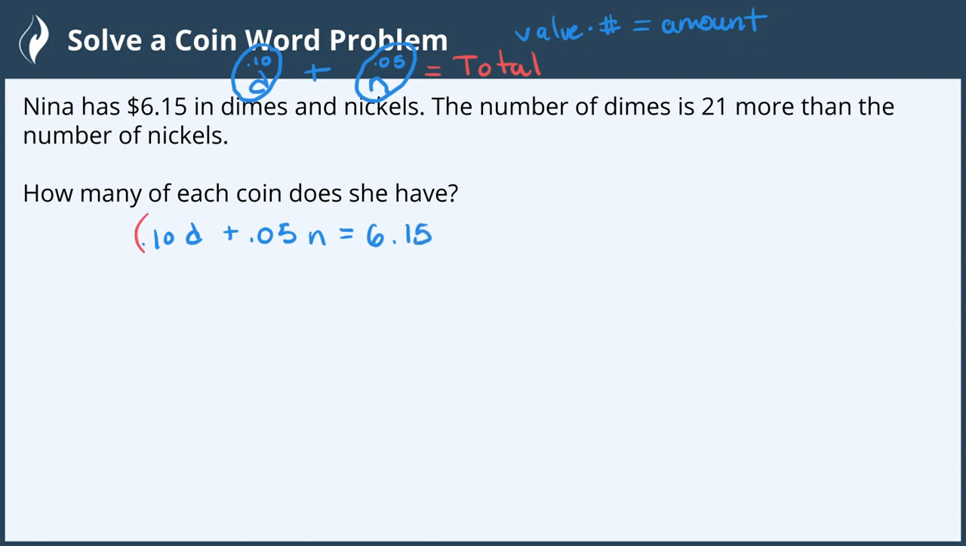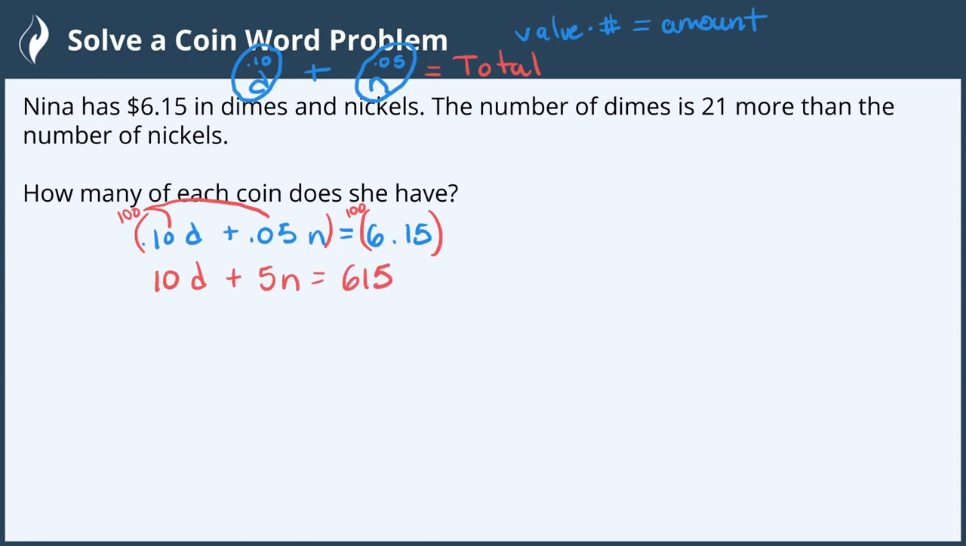Decimals can sometimes be messy to work with, so let's get rid of them by multiplying both sides by 100. On the left side, we'll multiply with the distributive property, so we end up with 10d plus 5n equals 615.